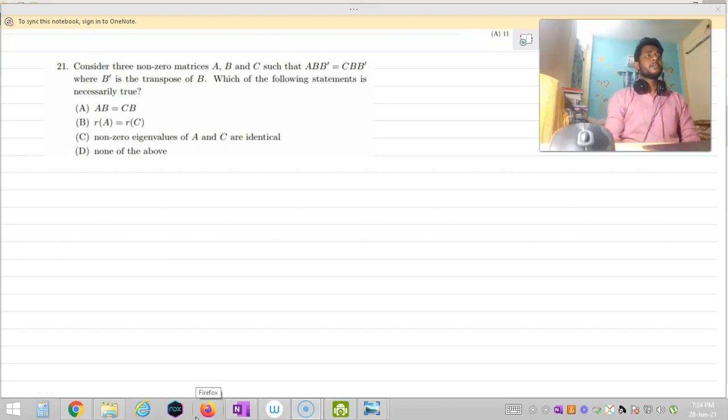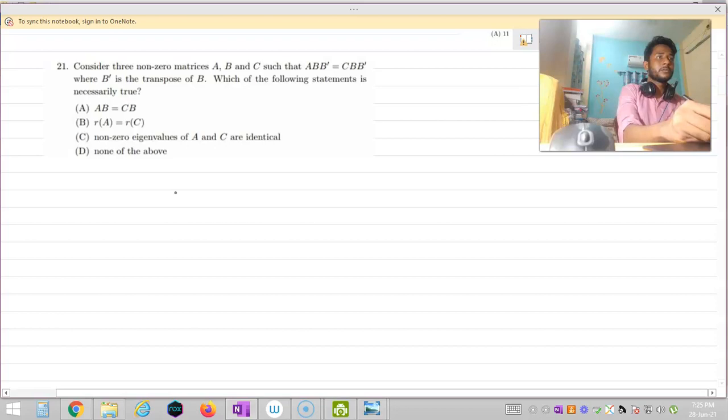Now let us solve question number 21, which says: consider three non-zero matrices A, B, C such that ABB' equals CBB'. B' means the transpose of B. Then which of the following statements is true?